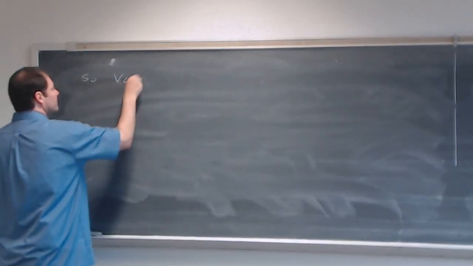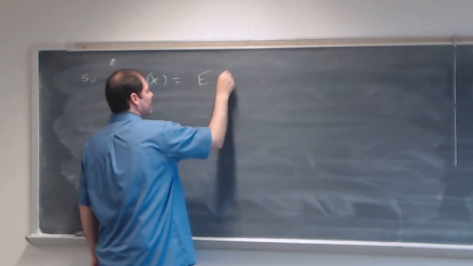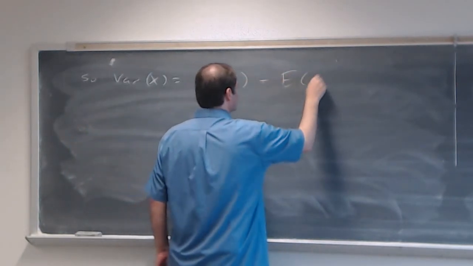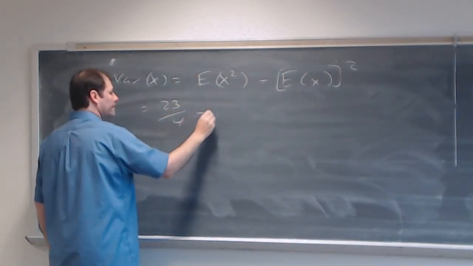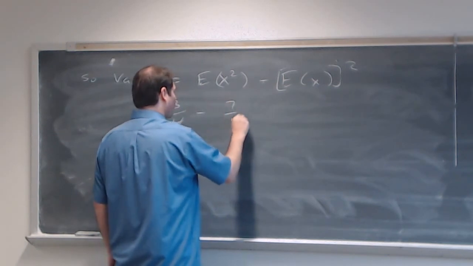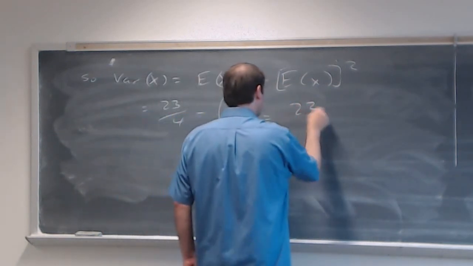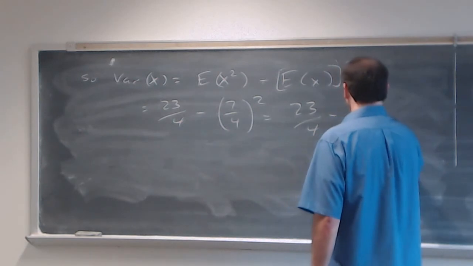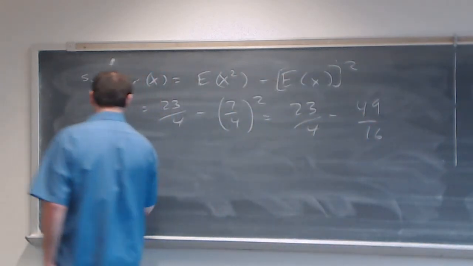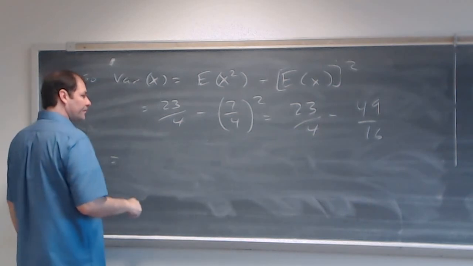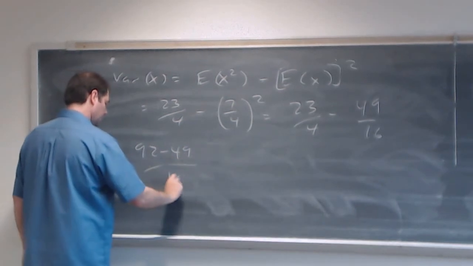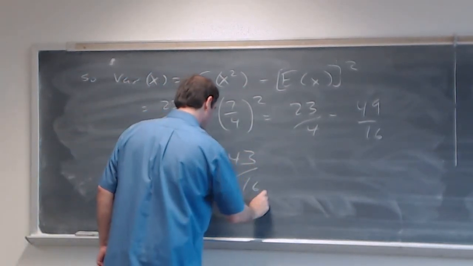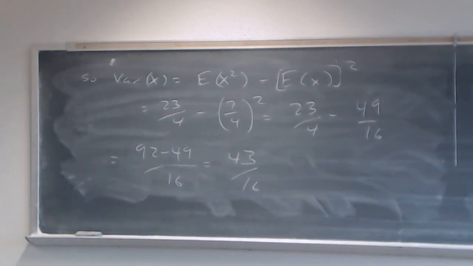Okay, so the variance of x is equal to the expected value of x squared minus the expected value of x, quantity squared, which numerically is 23 over 4 minus, I think this was 7/4 squared, so 23 over 4 minus 49 over 16, getting a common denominator of 16. Here I have to multiply by 4, so I think this is 92 minus 49 over 16. And that's 43 over 16. And that's the variance for this random variable.